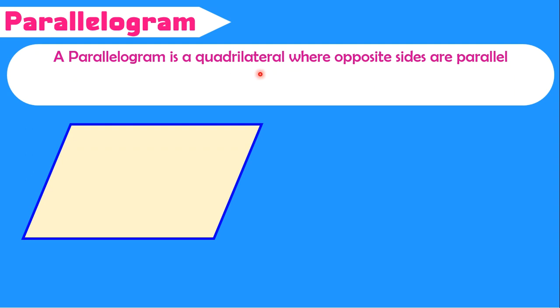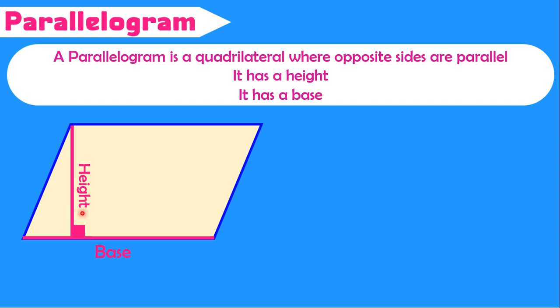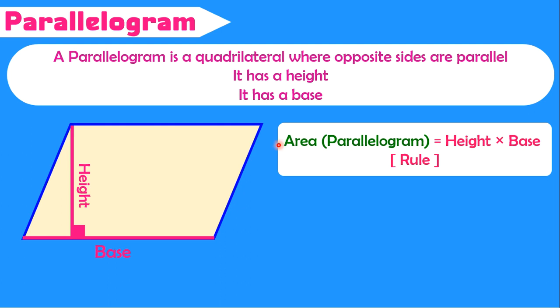A parallelogram. A parallelogram is a quadrilateral where opposite sides are parallel. It has a height and it has a base. Also, the height and the base have a right angle in between them. The area of this parallelogram equals height times base.